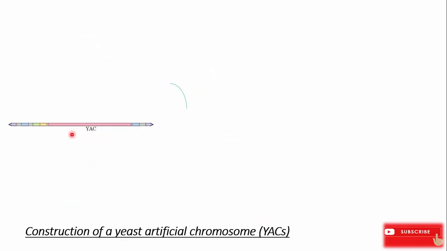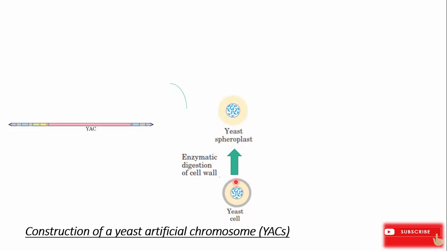After forming the YAC recombinant vector, what will we do? We will transform our YAC recombinant vector into the yeast cell. As yeast cells have a cell wall, enzymatic digestion helps us to remove the cell wall of the yeast cell and they form yeast spheroplasts. So we transfer this YAC recombinant vector into the yeast spheroplasts by the process of electroporation.